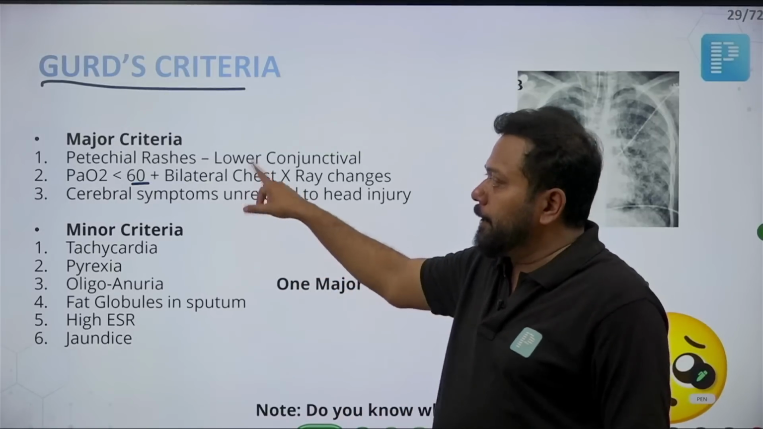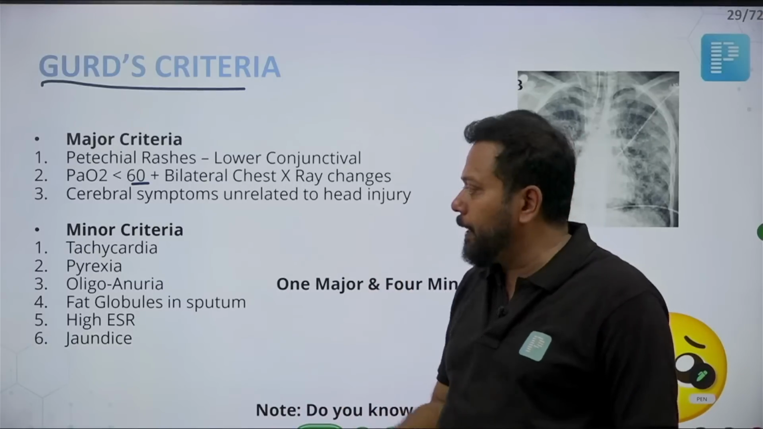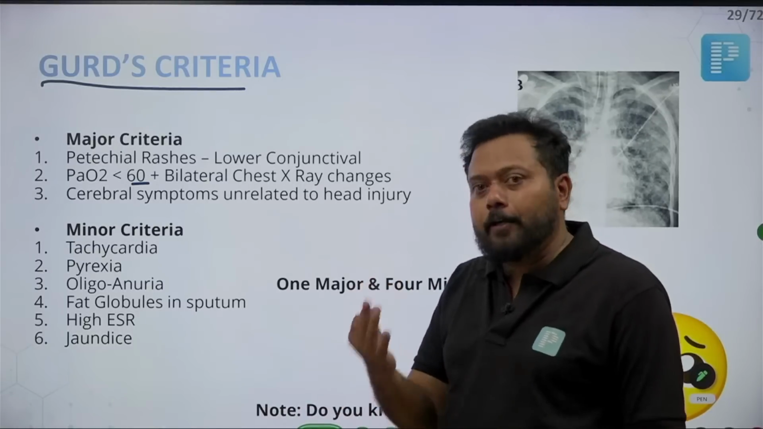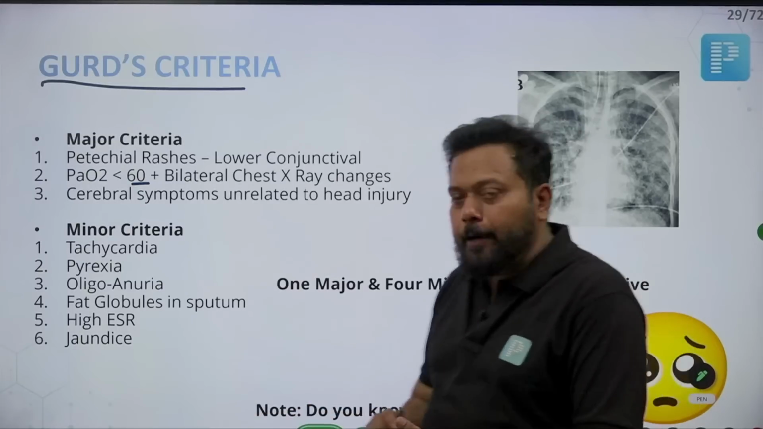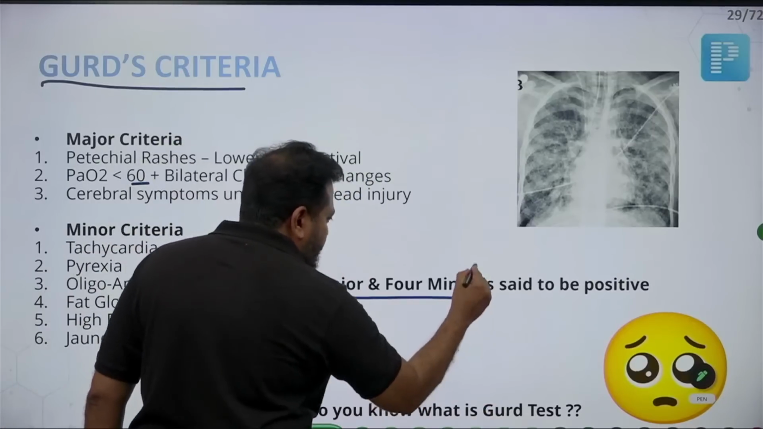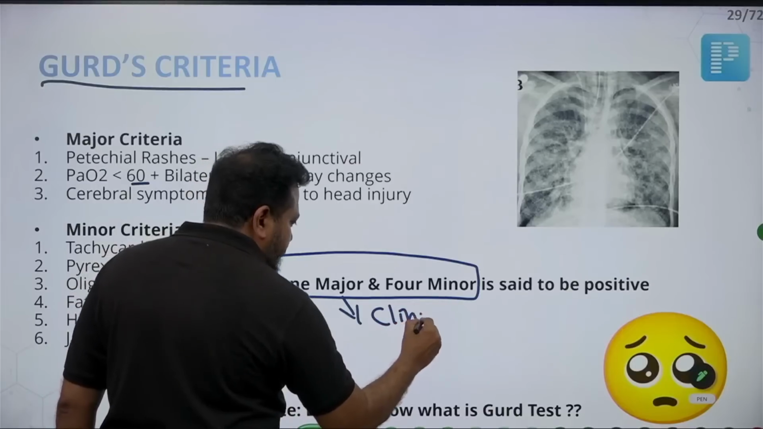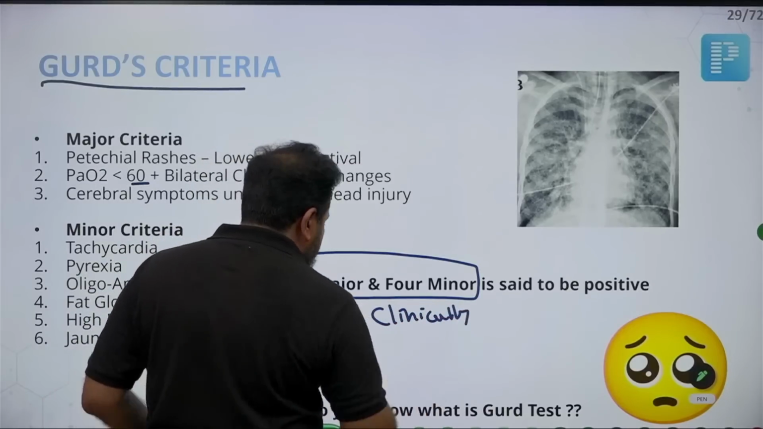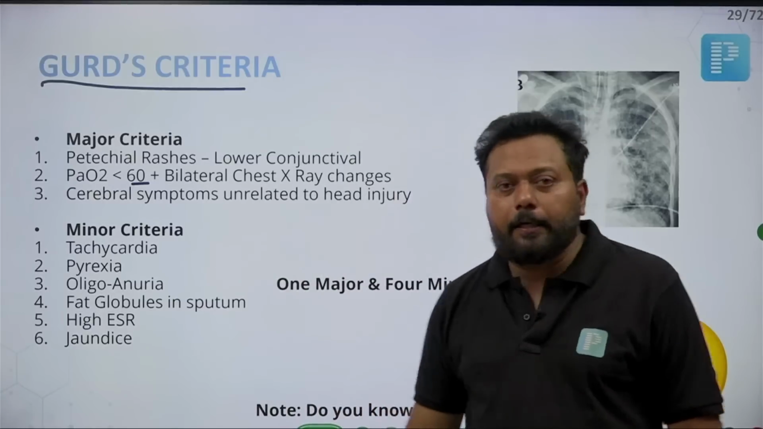So, three things, major criteria. Minor criteria: there will be tachycardia, pyrexia, oligoanuria, fat globules in the sputum, a high ESR and jaundice. And the book says that when you get one major and four minor, the diagnosis is confirmed clinically. So far what we have seen is called Gurd's criteria.